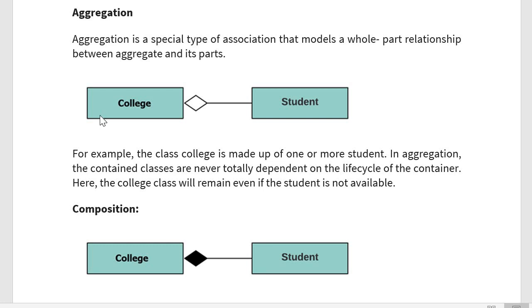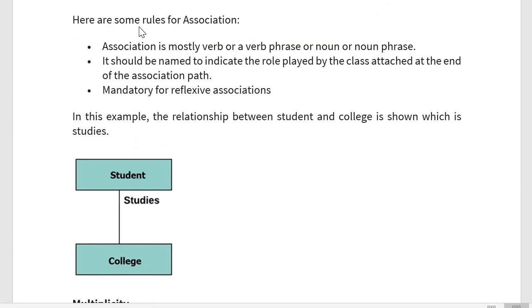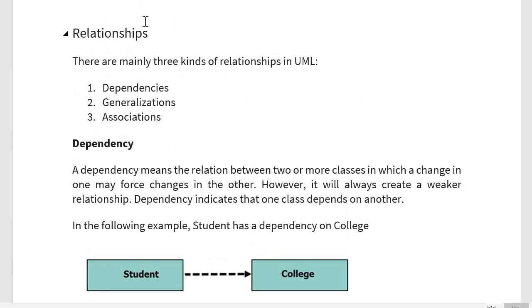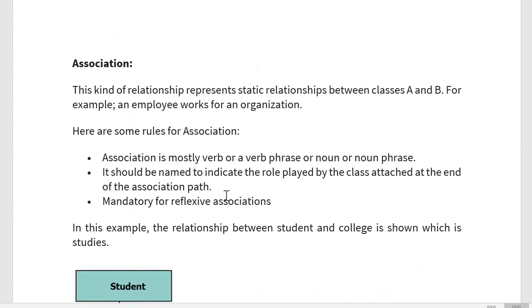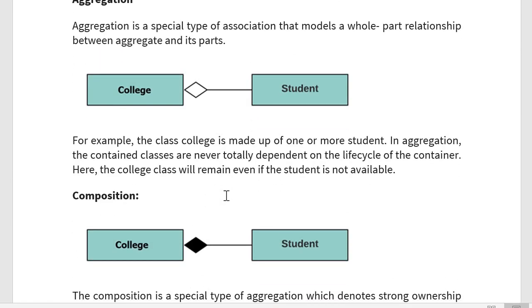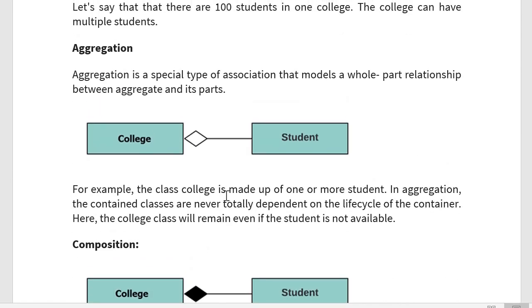Hi. In this video, we are going to see the other different types of class diagram relationships. In the previous video, we have seen multiplicities, associations, generalization, and dependencies. And now we are going to see the remaining types of relationship.